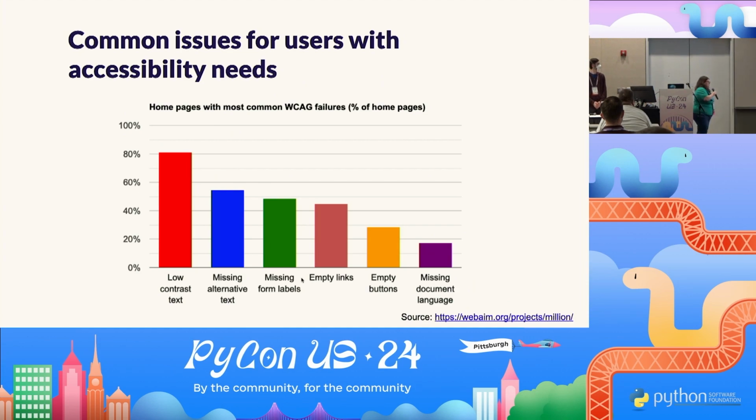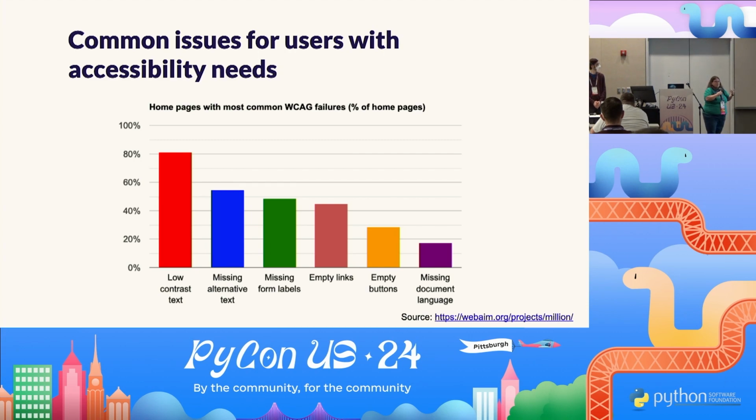So let's go over some common issues for users with accessibility needs, because there are definitely some trends that come up over and over again, and these are things that this report looks out for every year. One of the biggest offenders by far is low contrast. Usually that happens when you pick text colors that make it hard for people to read, or they're not compatible with high contrast themes, which are becoming more popular.